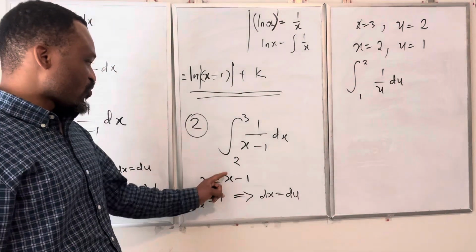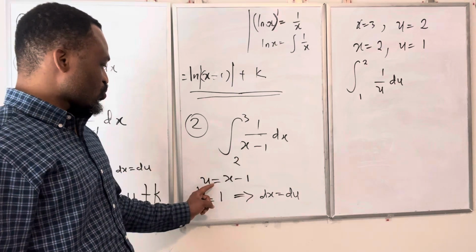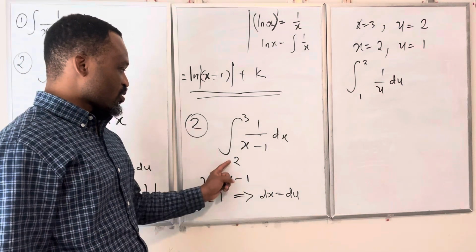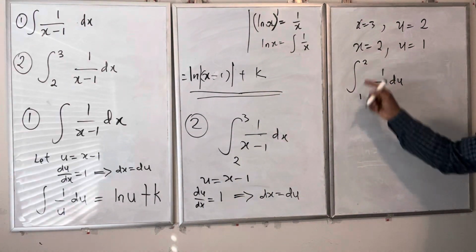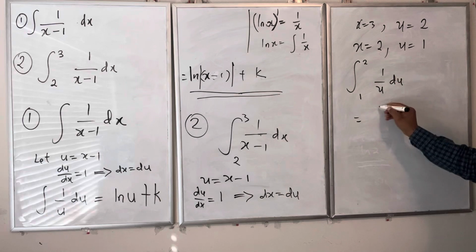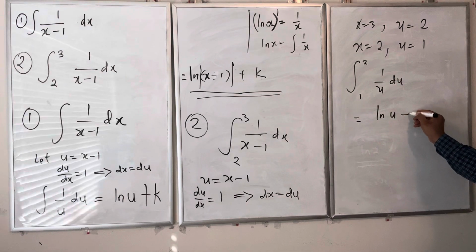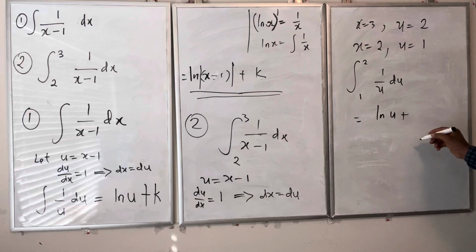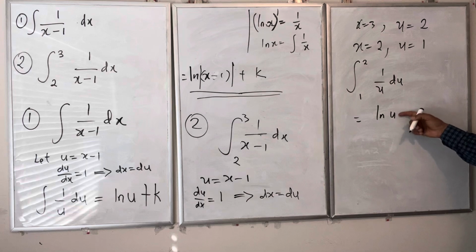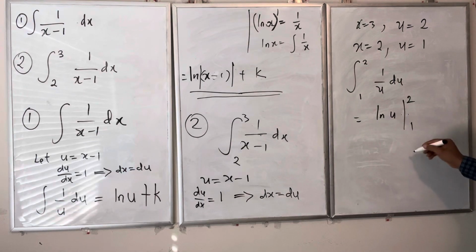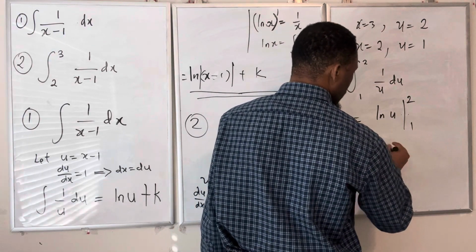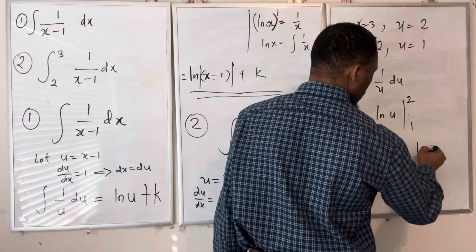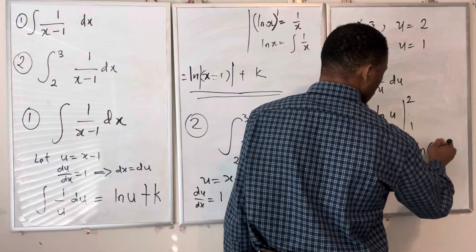We'll substitute u is equal to x minus 1, and then put the limits of integration for u. Integrating this, we have ln u, and our bounds of integration are from 1 to 2. So we'll say ln of 2 minus ln of 1.